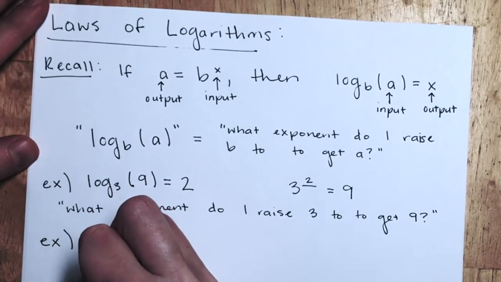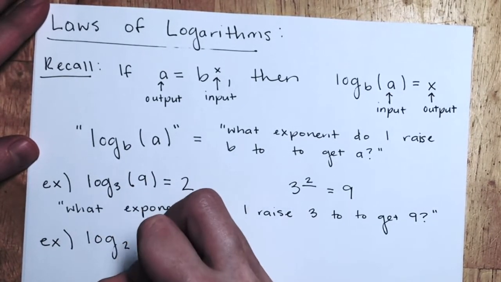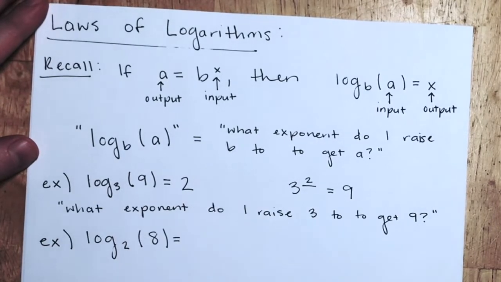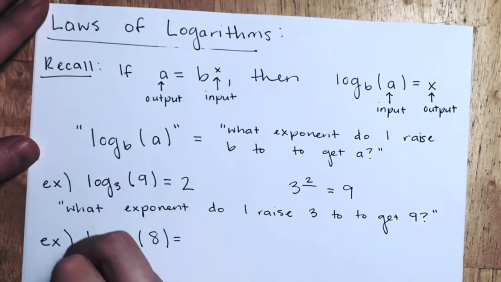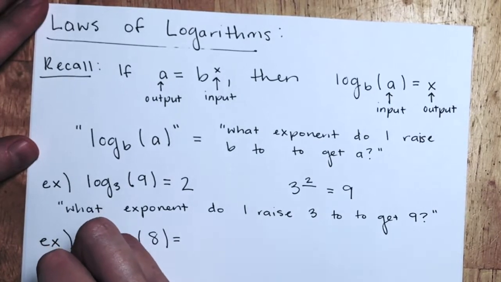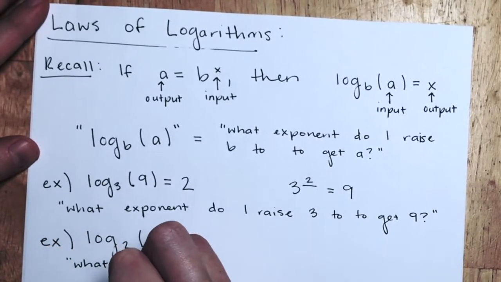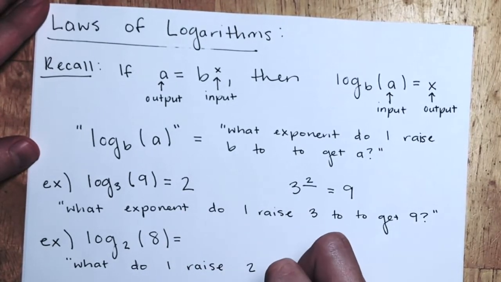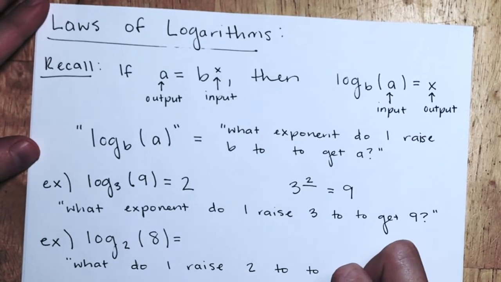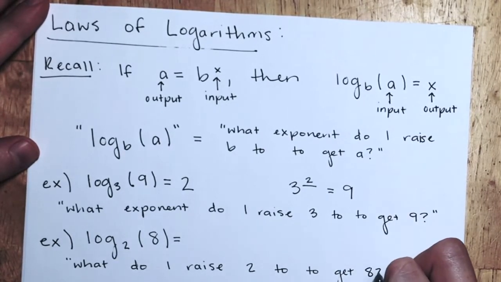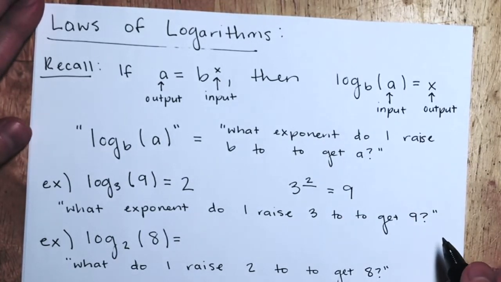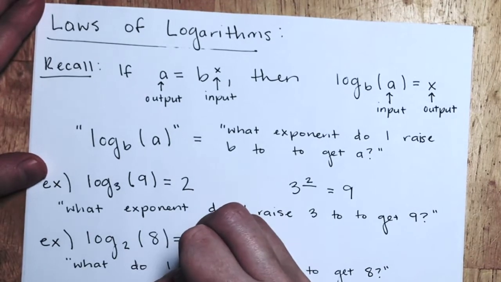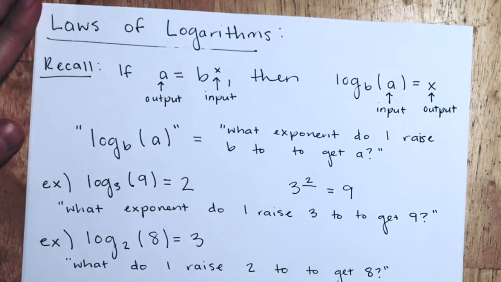All right, let's say we're looking at log base 2 of 8. Very similar. What do I raise 2 to get 8? What's the answer there? Again, it's a nice number, 3. 2 raised to the third power, 2 times 2 times 2, is equal to 8.